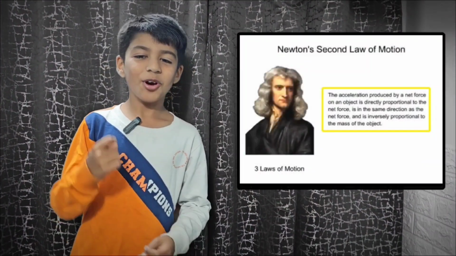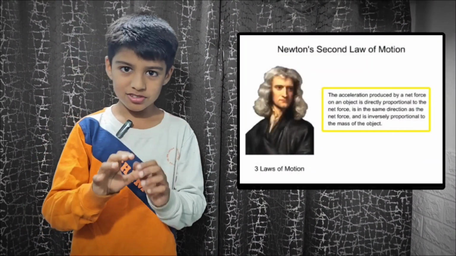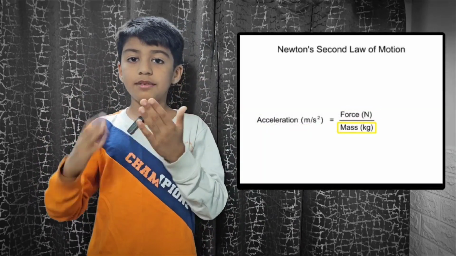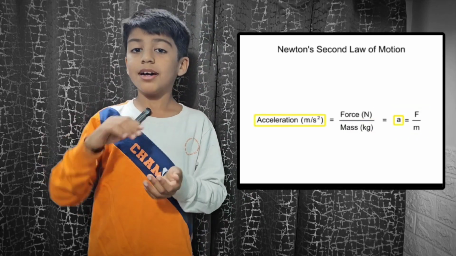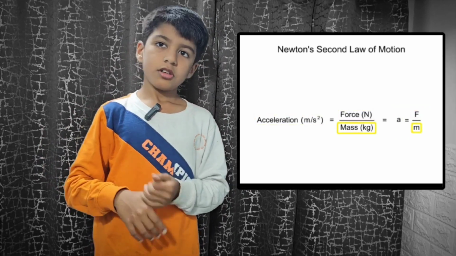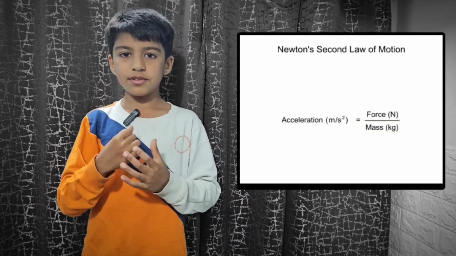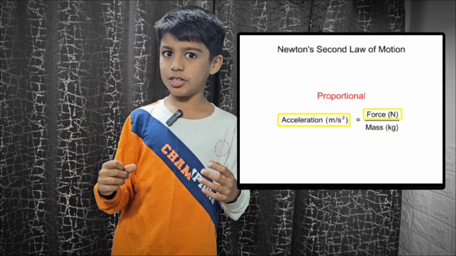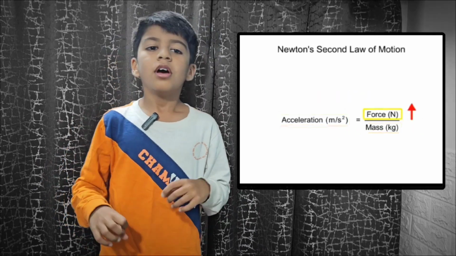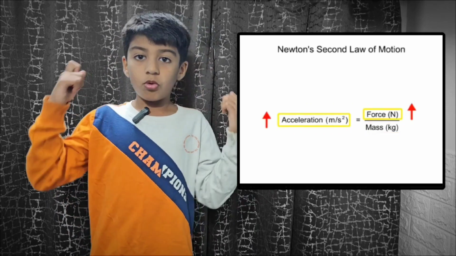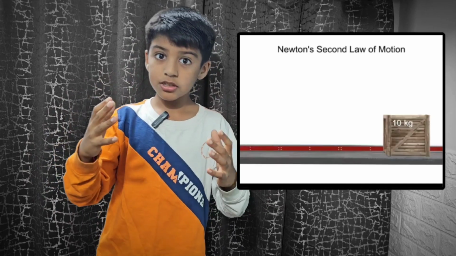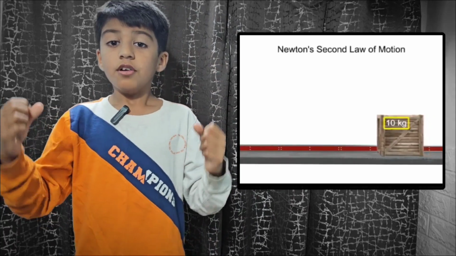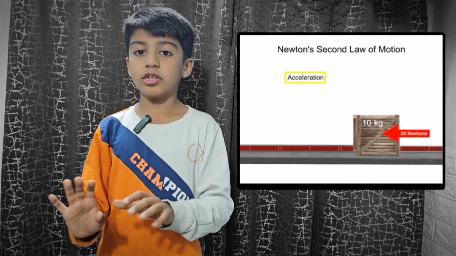So now let's talk about the second law, that is force. F equals m times a, that is also called force equals mass times acceleration. Greater the force, greater the acceleration. Heavier the object, greater the mass of an object, greater the force required to move it.